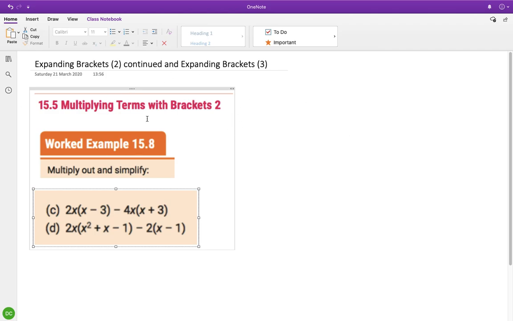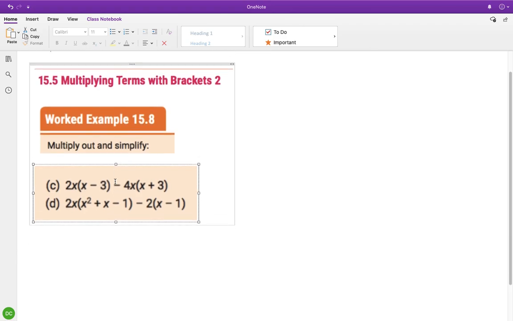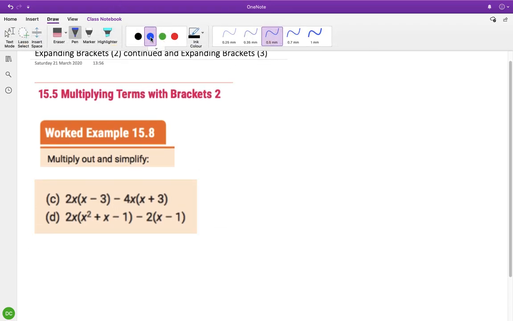Alright, so in your books, they talk about this as being a different section, multiplying terms with brackets 2. I consider this the same section as the last one, so I'm still calling it expanding brackets 2. If you use the same theory that we used in Friday's work, then it works just fine. I don't think it's a new topic. So let's have a look at it. I'll just show you what I mean.